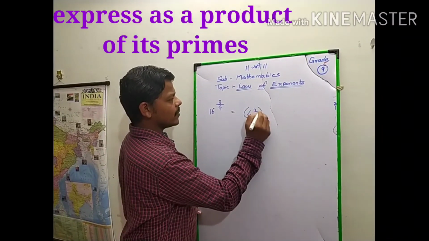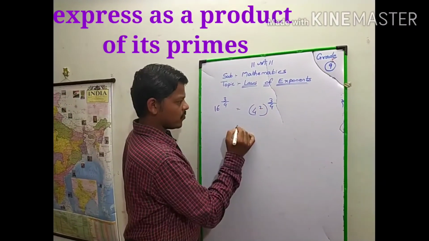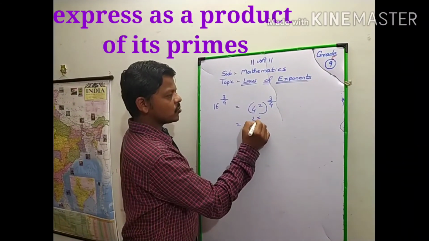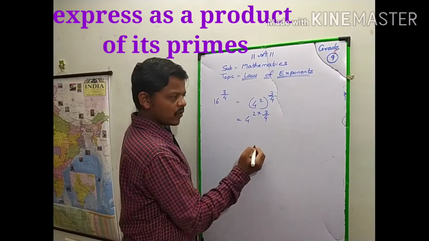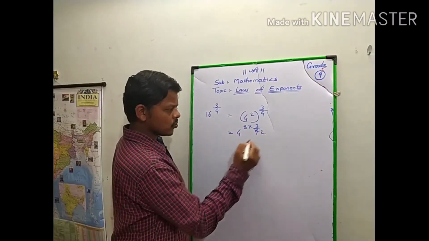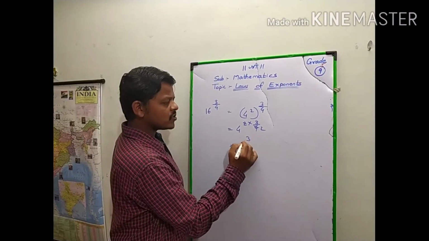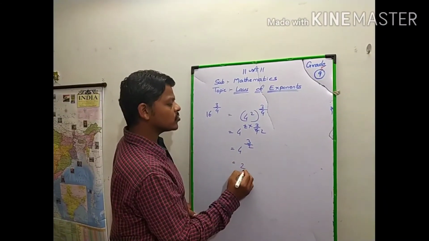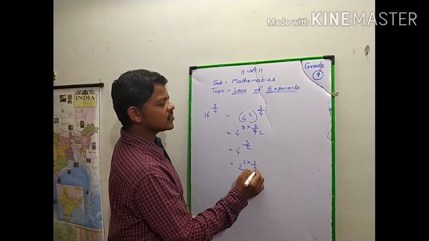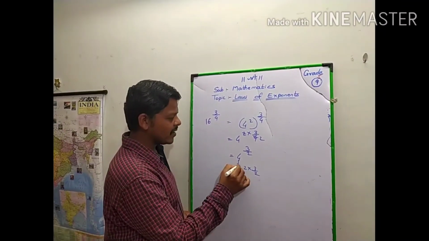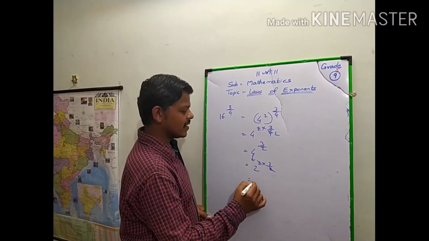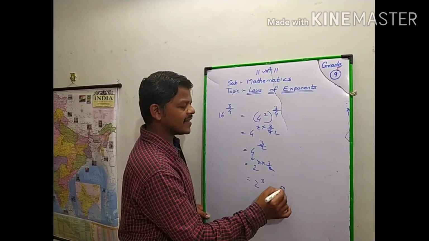4 square raised to 3 upon 4. So 4 raised to 2 into 3 upon 4. So 2 ones are 2 and 2 twos are 4. 4 raised to 3 upon 2. 4 could also be 2 square raised to 3 upon 2. 4 is nothing but 2 square. Again 2 and 2 get cancelled. 2 cube, that is 8.